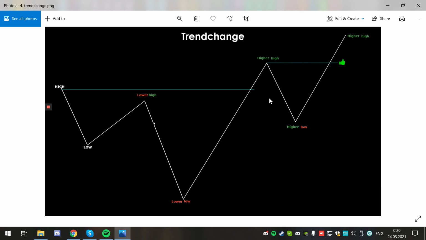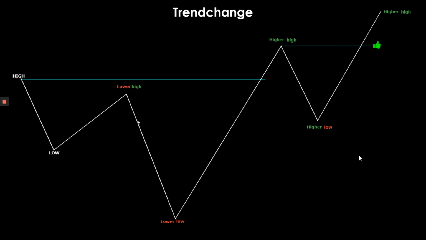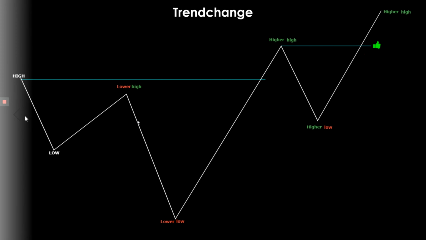Okay, so what's next? Trend change. Yes, so trend change is directly correlated to market structure. And I already showed you this today, but we can see it in a textbook example.